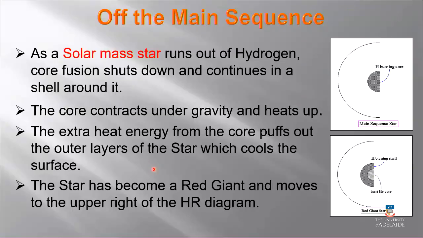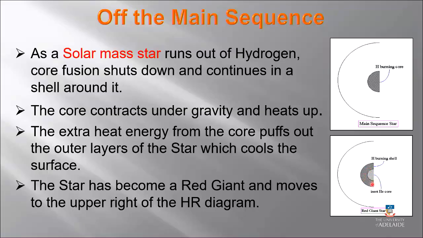So when a solar mass star, like the Sun, runs out of hydrogen after about 10 billion years or so, fusion in the core shuts down and continues in a shell around the core. In a main sequence star, like the Sun is at the moment, we have the hydrogen burning core and the extended envelope around it. But when it runs out of hydrogen, we have an inert helium core. Helium is like the ash from the hydrogen fusion. So we have an inert helium core with a hydrogen burning shell around it.